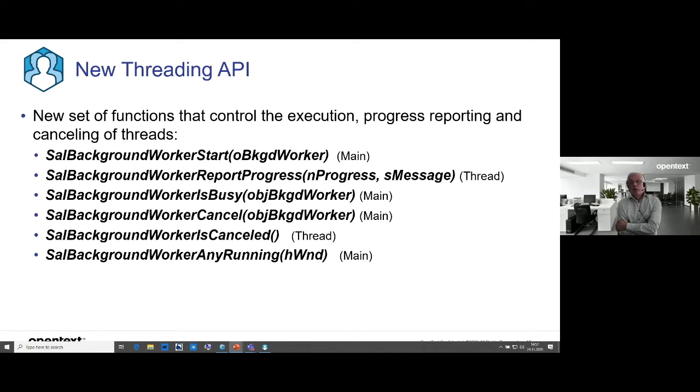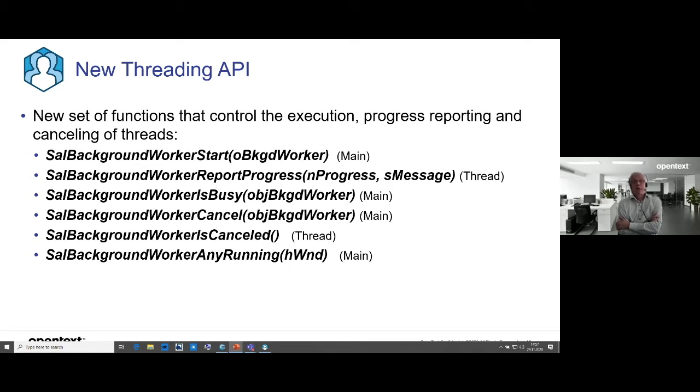Background worker report progress with 2 parameters is used inside a thread. That means the thread sends back information about the progress and maybe a message. Background worker is busy is used inside the main application to check if a special, indicated background worker is still running. And you can use background worker cancel to cancel the background thread. So this is sent to the background thread, but the background thread is not stopped. It's not canceled. It's only a flag.